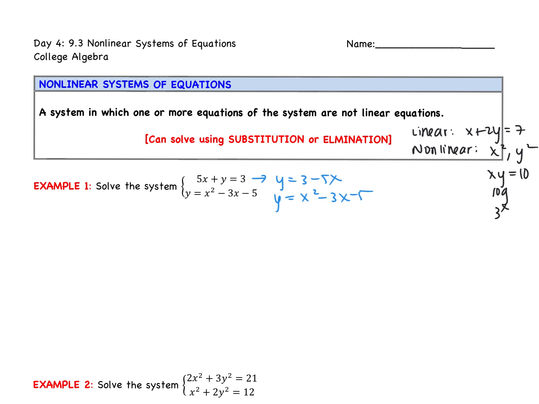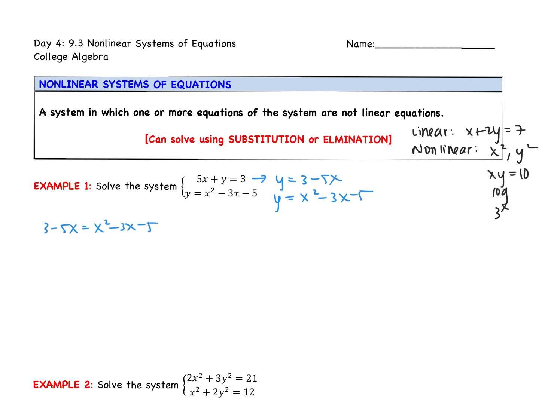This type of system, when it looks like this, is when students often get confused. If you have two equations that are y equals, set them equal to each other. Set them equal to each other. So when we do that, we get 3 minus 5x is equal to x squared minus 3x minus 5. Before we solve this, can anybody tell me how many solutions there will be? Two. How do we know? X squared. Where do I need to go then? How would I approach solving this?